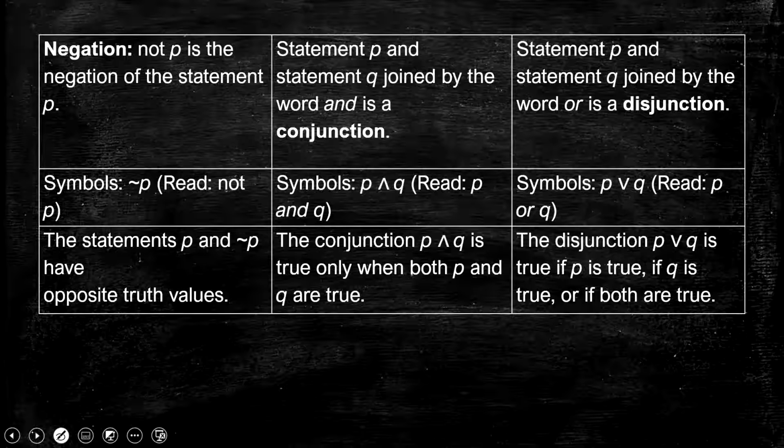And then statements P and Q joined by or is the disjunction. So then we have the P, upside down cap Q, or V. It's read P or Q. The disjunction is true if only one of them is true, or if both of them are true. Both of them true, awesome, but it only has to have one of them true to be true.